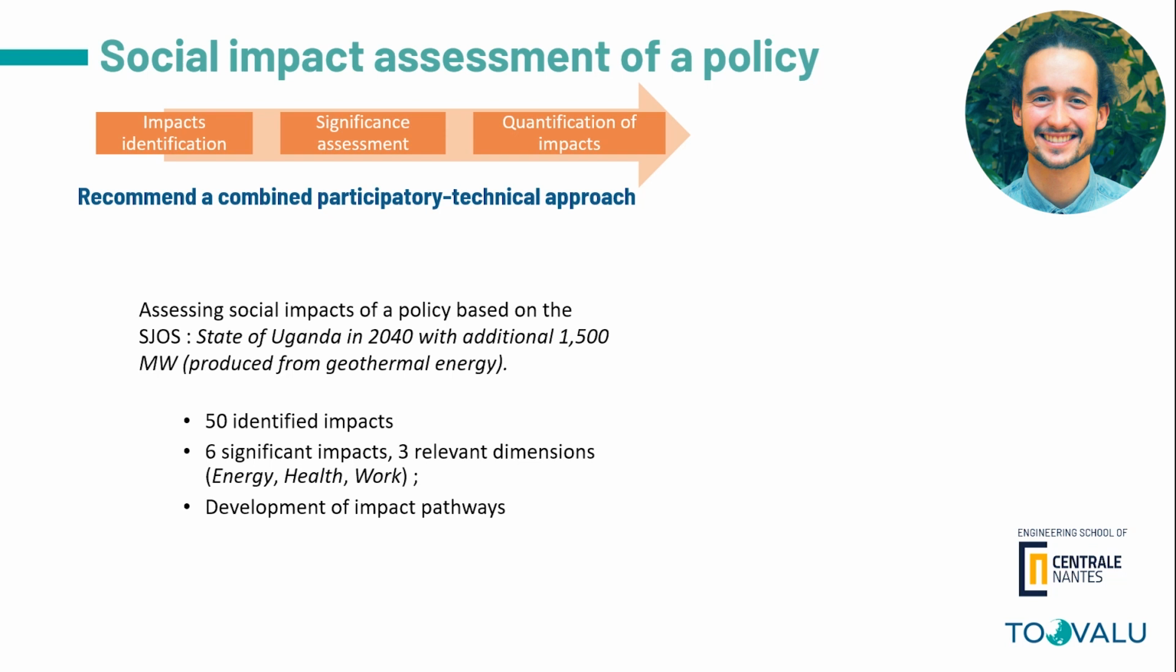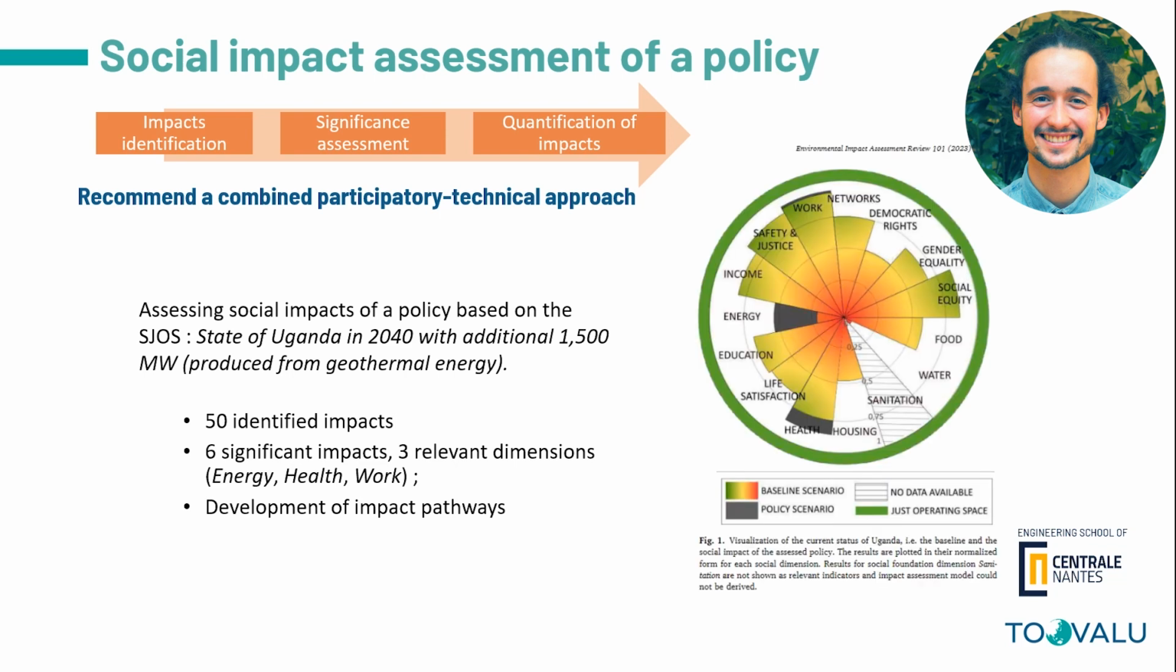And for these impacts, we developed some impact pathways to actually quantify them. So these are the results here. The gray area shows the potential impact of the policy on that system. So we can see significant potential impact in the energy and in the health dimensions, but also in the work dimensions. So this is a powerful visualization tool to actually visualize the potential impacts of a policy on a system based on absolute perspective, to show the level of deprivation there is before and after the policy is developed.